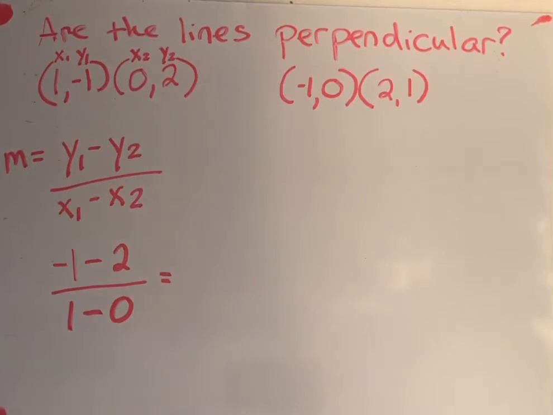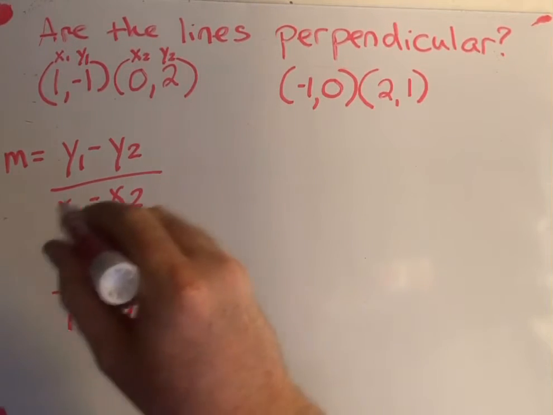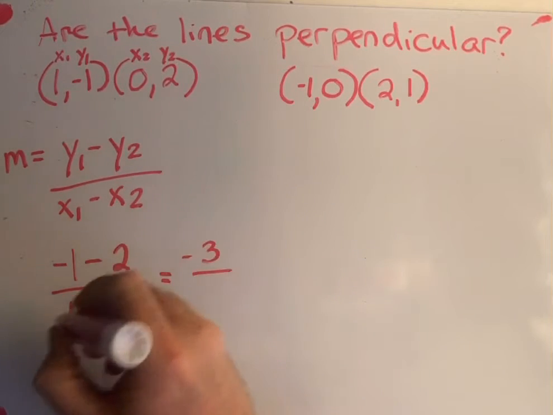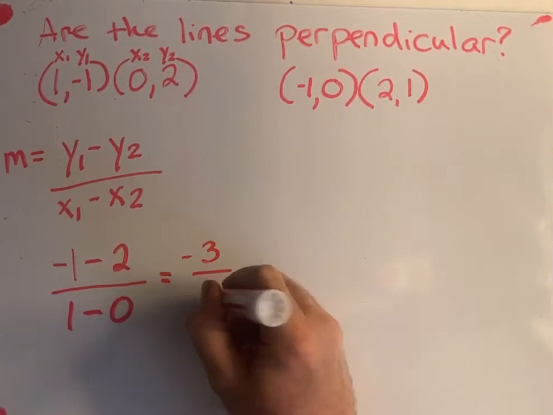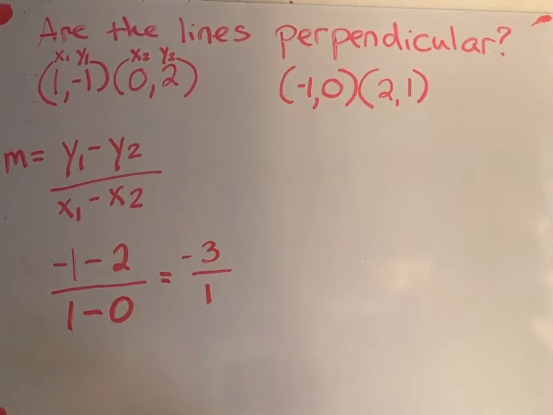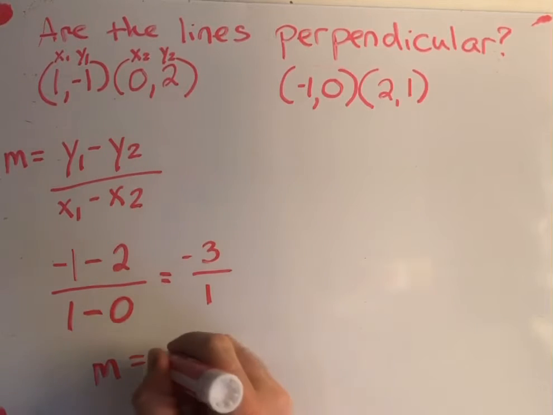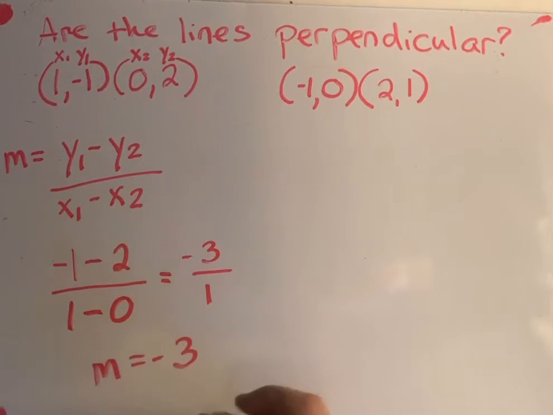Okay? So -1 minus 2 is -3. 1 minus 0 is 1. So my slope, -3 divided by 1 is -3. So this slope is -3.